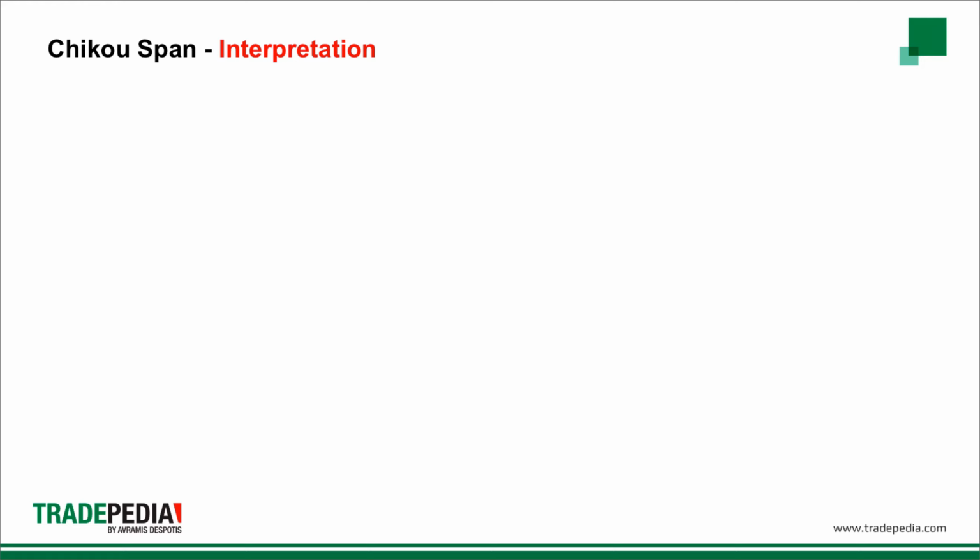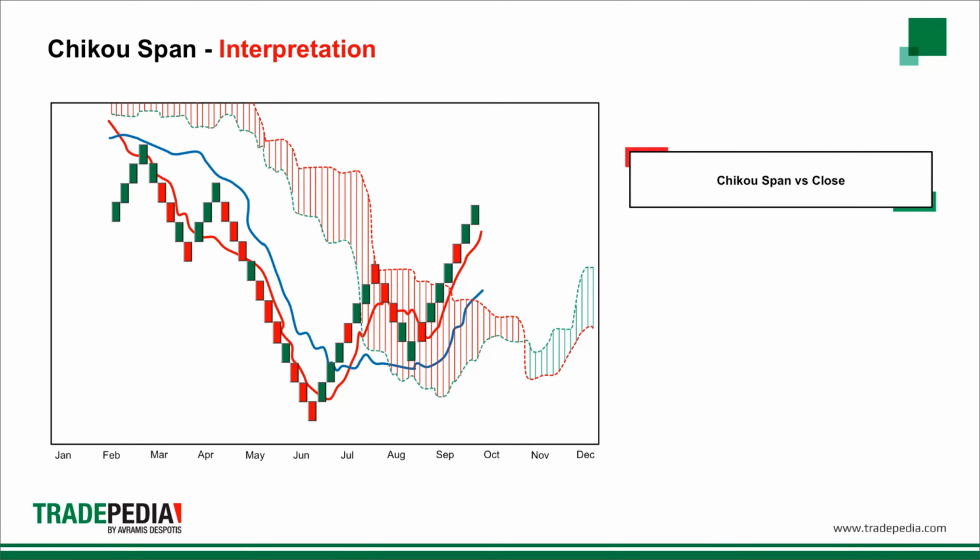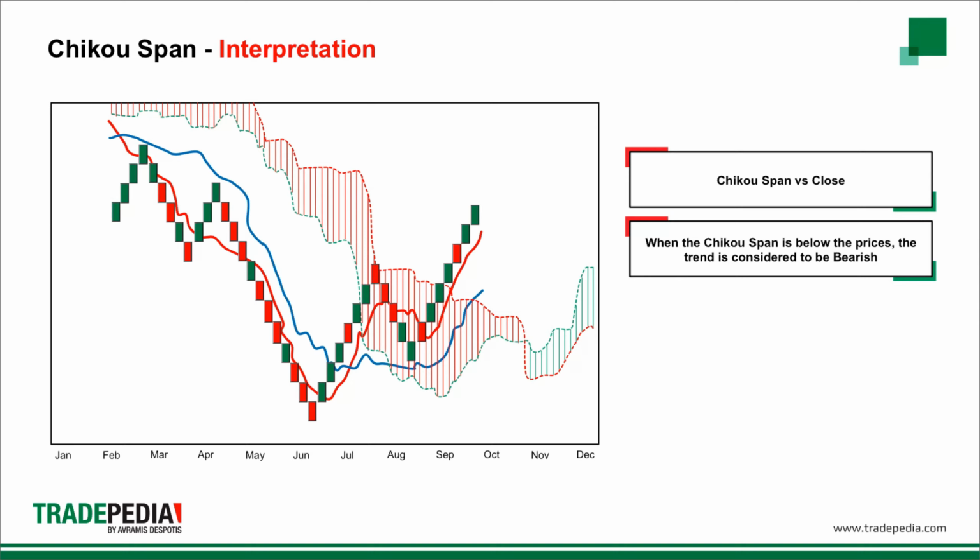Okay, and then we have our Chico span. Chico span is simply the close today, plotted 26 periods back. So Chico span versus the close. How do we interpret this? For Chico span, it's a little more counterintuitive.